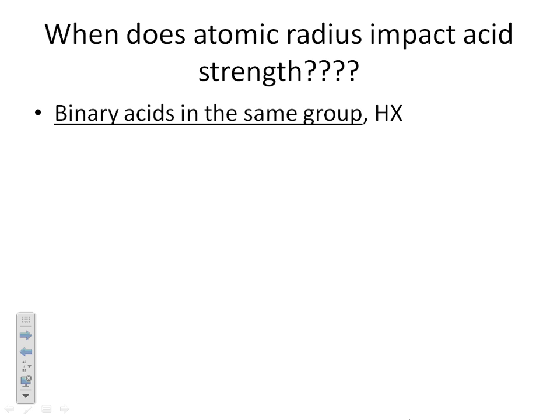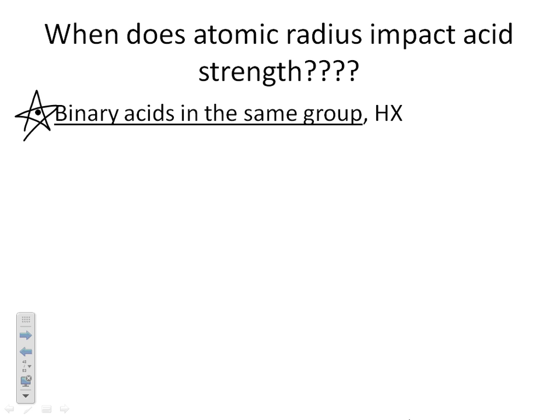So how does atomic radius affect acid strength? Well, I said how, but the slide says when. When is really a better descriptor. When does atomic radius become the reason that you're looking at acid strength? And really there's only one time. It's when you've got binary acids that are in the same group as one another.